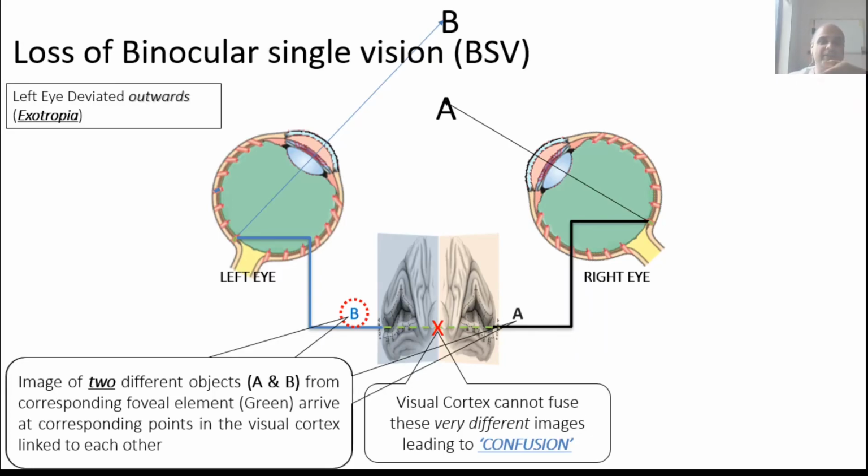One eye is getting an A, one eye is getting a B, and you know these are A's and B's because you obviously have seen them before. So the visual cortex is confused. Am I looking at A? Am I looking at B?